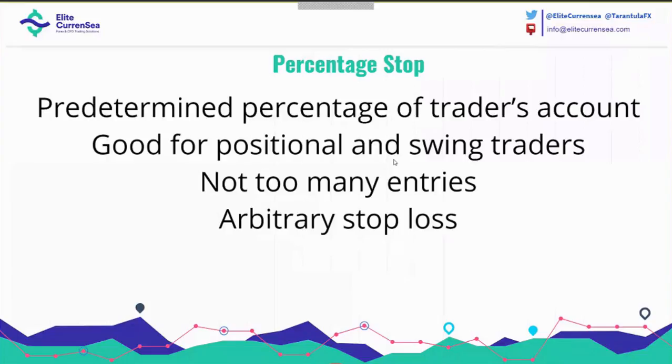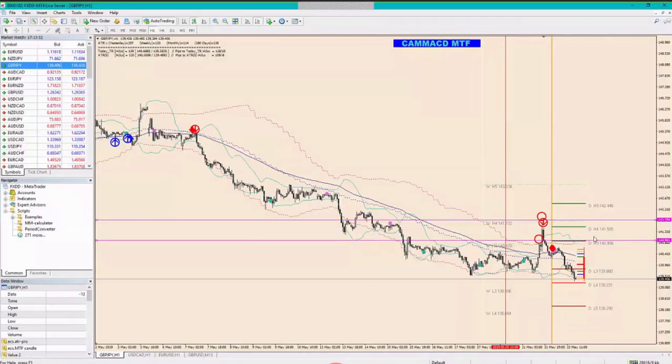Another way of placing a stop loss is the so-called percentage stop. It's a predetermined percentage of the trader's account. So it's good for positional and swing traders. There are not too many entries with a percentage stop, and it's called an arbitrary stop loss. I don't like percentage stop. Why? Because if I, for example, entered here again on the same example, and I say I would risk 2% of my account, then I really need to monitor the trade. I need to put my eyes on this trade. I don't like doing it. I always trade with a stop loss.